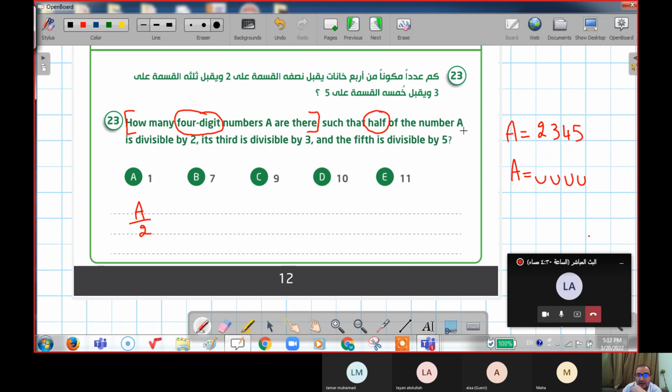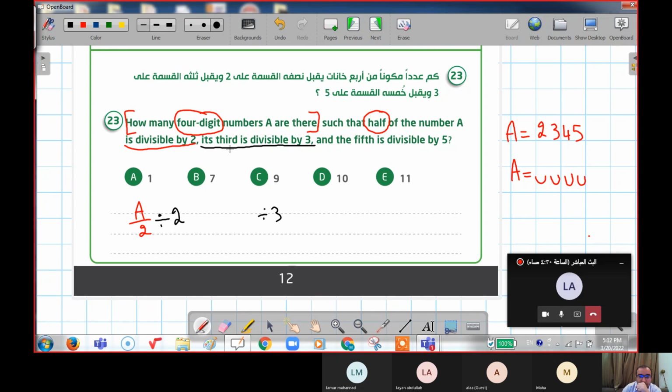So then half of the number A, if we continue, here we have what? It is divisible by what? By 2. So A over 2 is divisible by 2. Okay. Can you convert the second sentence? The third of it is divisible by 3. Divisible by 3.